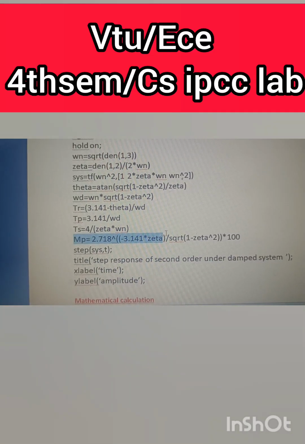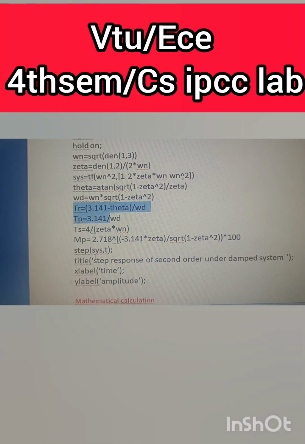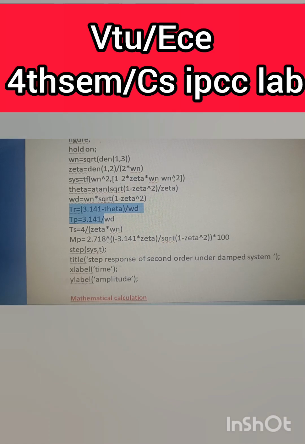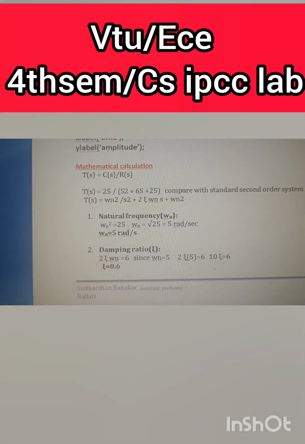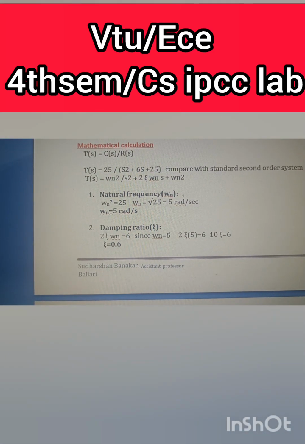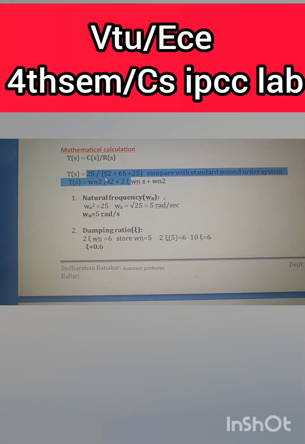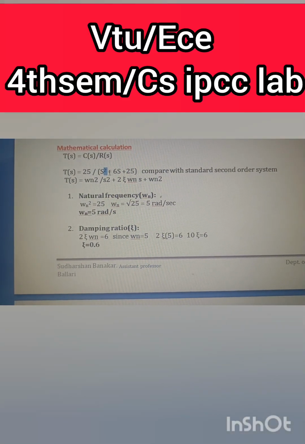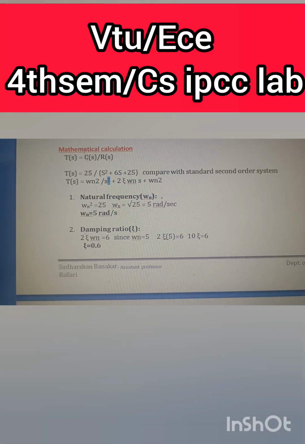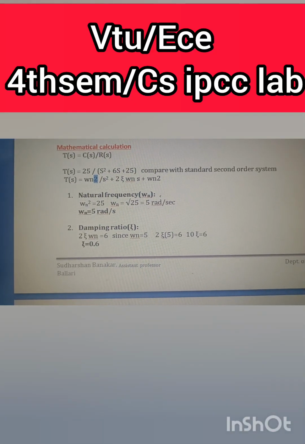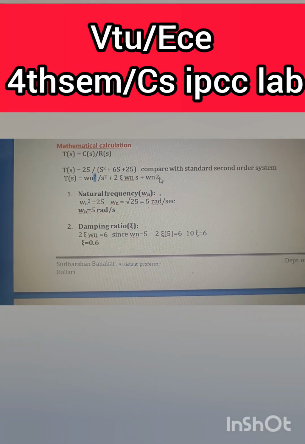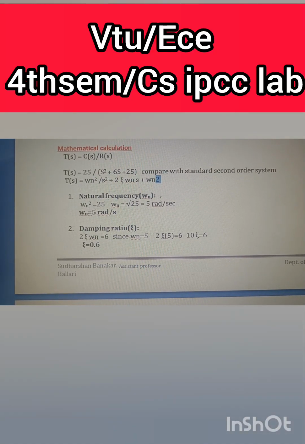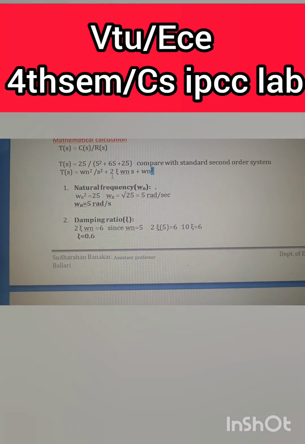So here peak value, maximum value, settling time, peak time, and rise time can be calculated with the help of this mathematical calculation. The transfer function we have taken here is 25 divided by s square plus 6s plus 25. So we should compare this equation with the standard equation. The standard equation is this one, omega n square over s square plus 2 zeta omega n s plus omega n square. So when you compare this, you can now look at this.